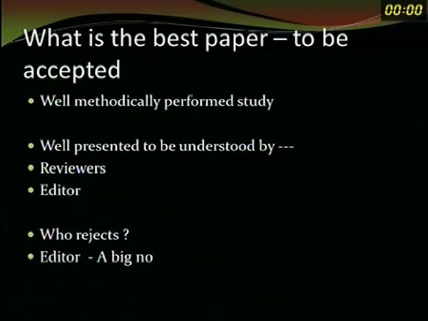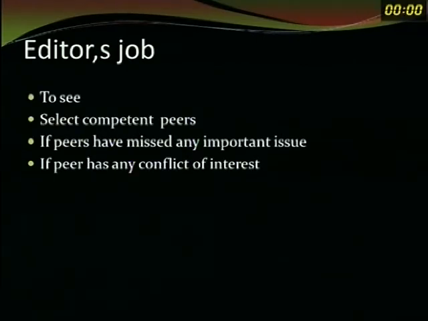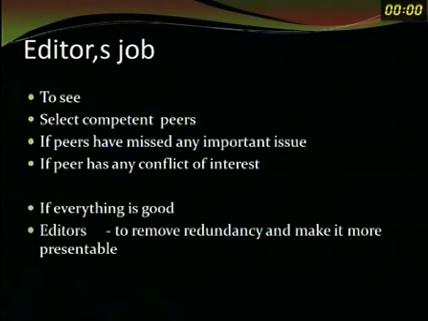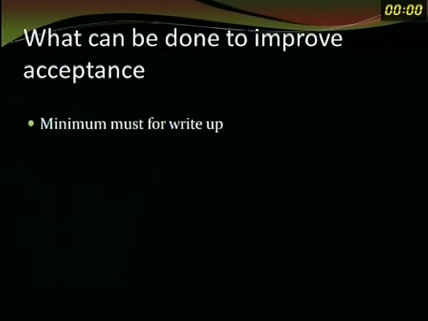What is the best paper to be accepted? Well, a methodically performed study, well presented to be understood by reviewer and editor. Who rejects? Certainly not the editor, because the editor's job is to select competent peers, to see if peers have missed any important issue, whether peers are doing a proper job, and if a peer has any conflict of interest. If everything is good, then the editor's job becomes simpler, and his job is to remove redundancy and make it more presentable.